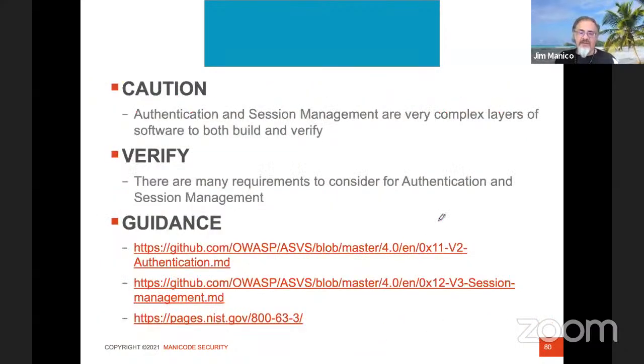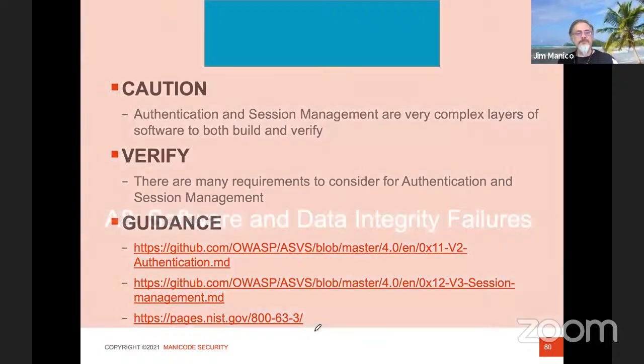So what do we got here? Here's a couple guides. This is the latest ASVS authentication requirements. That's the latest ASVS session management requirements. And if you're an identity professional, please take a look at 800-63. I know you don't care about US standards, but it's well written and will still give you some good ideas for your own standards you're working on in your neck of the woods.